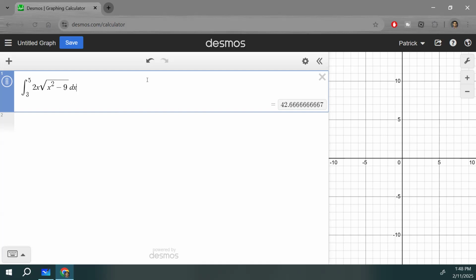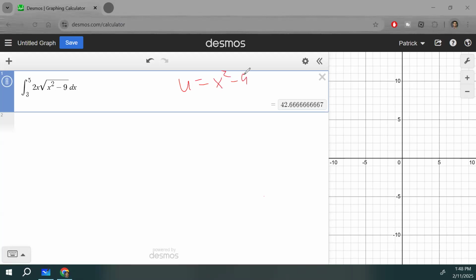Now, just a disclaimer here, you can evaluate definite integrals using a calculator or Desmos on the calculator permitted portion of the AP exam. But you also still need to know how to do them by hand. Okay. Now, have we done the u substitution? u equals x squared minus 9, then du would be 2x dx, and that lines up perfectly. So the integral would become square root of u du.